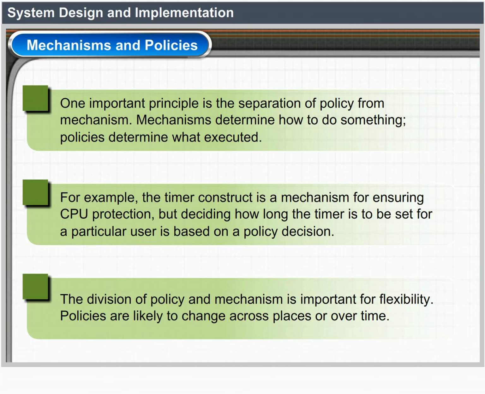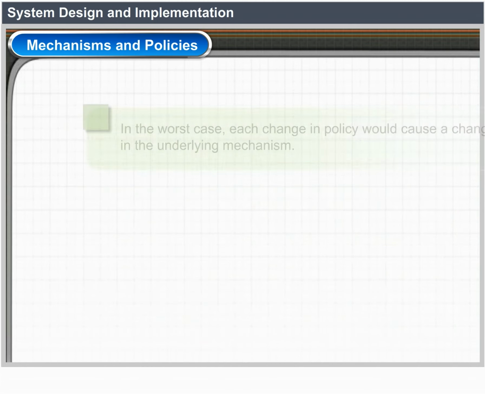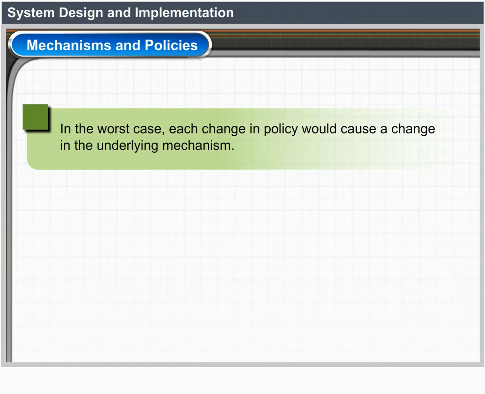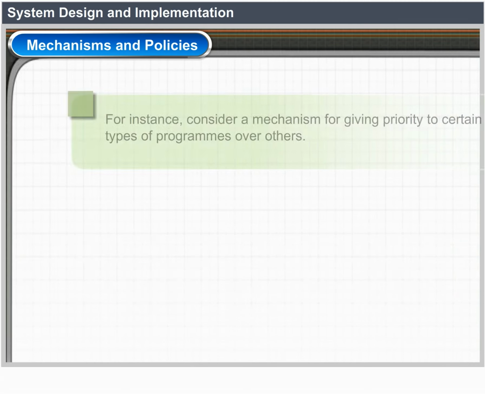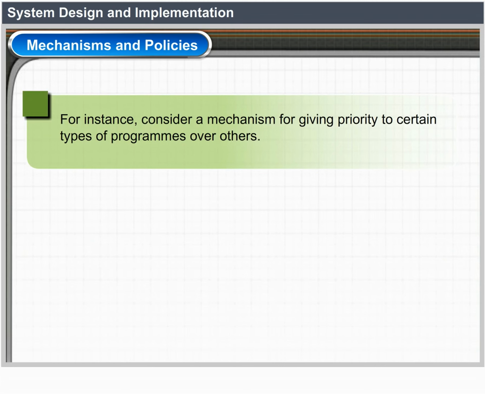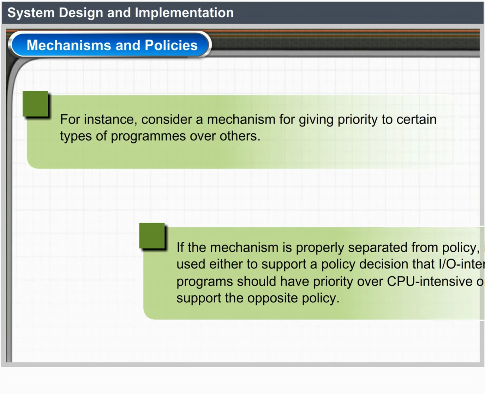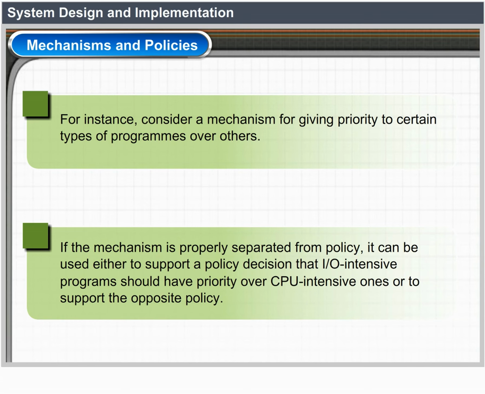In the worst case, each change in policy would require a change in the underlying mechanism. A general mechanism insensitive to changes in policy would be more desirable. A change in policy would then require redefinition of only certain parameters of the system. For instance, consider a mechanism for giving priority to certain types of programs over others. If the mechanism is properly separated from policy, it can be used either to support a policy decision that input-output intensive programs should have priority over CPU intensive ones, or to support the opposite policy.